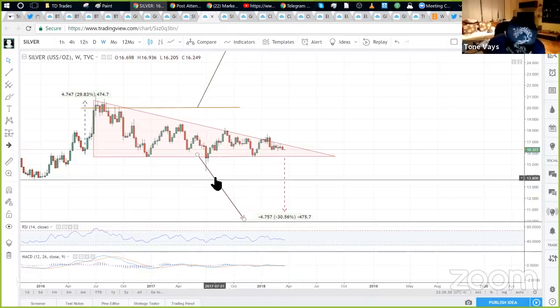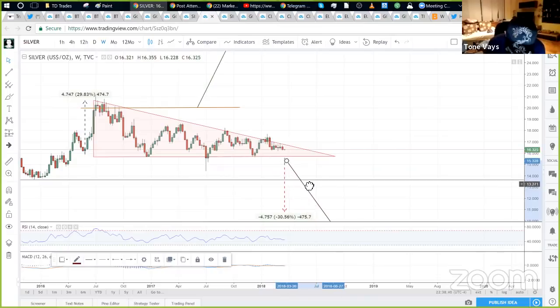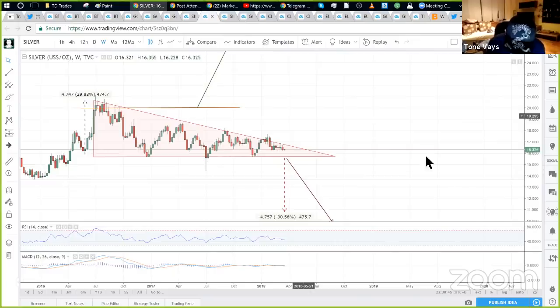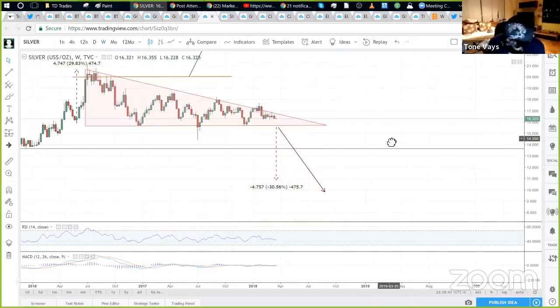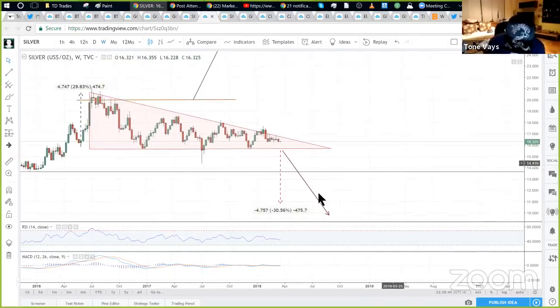The projection hasn't changed. Time has. There's your target, down to the $10 area. 30% fall from the bottom of the triangle. Still forming.